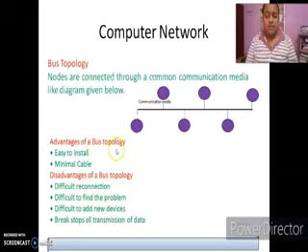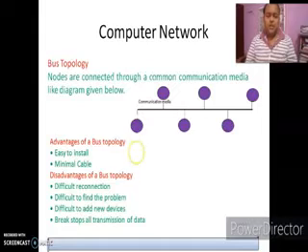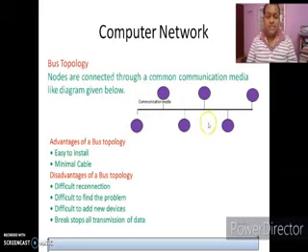Now, what are the advantages? As it looks, it is very easy to install. It is linear, in a line. Minimal cable length is required because we have to use a single cable on which we connect our computers. Now, with advantages always come disadvantages. Difficult reconnection: if this node 1 crashes, then all the nodes will crash. This is just like the LEDs you use during the festive seasons. If one light crashes, the others will also crash. That is serial, so it is connected in a serial fashion.